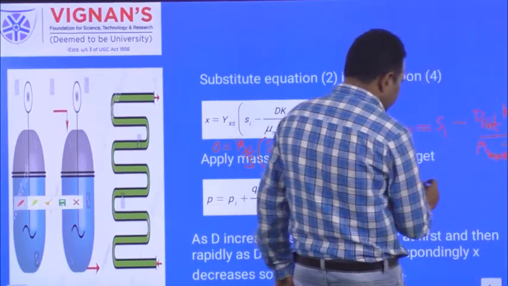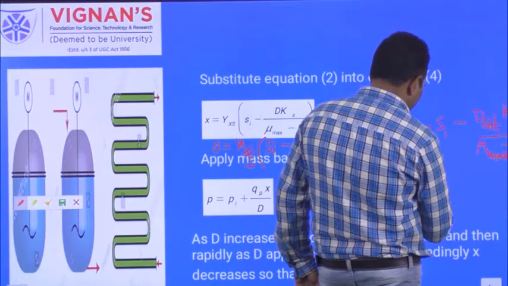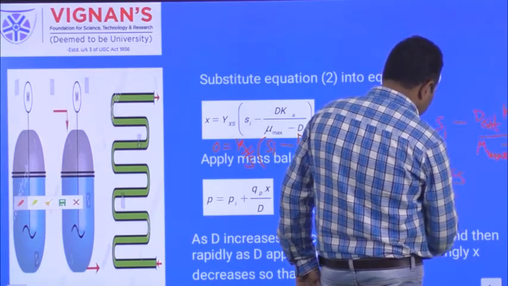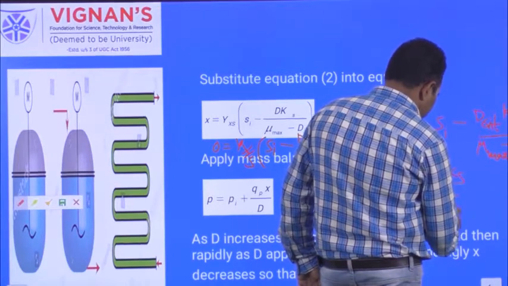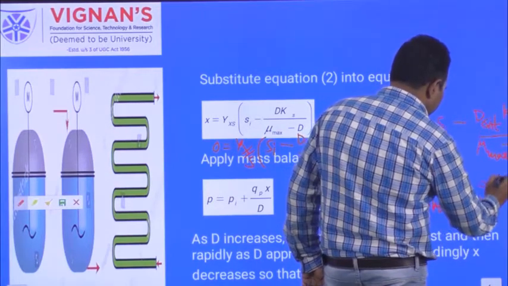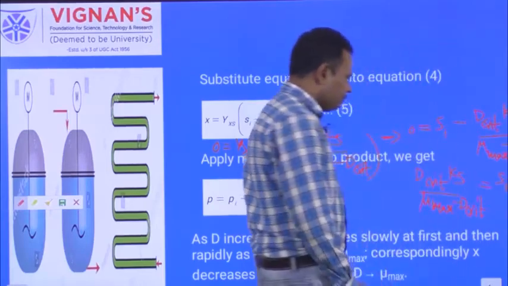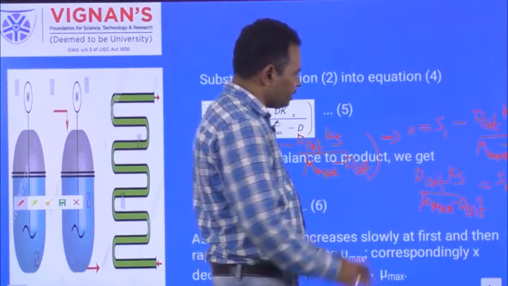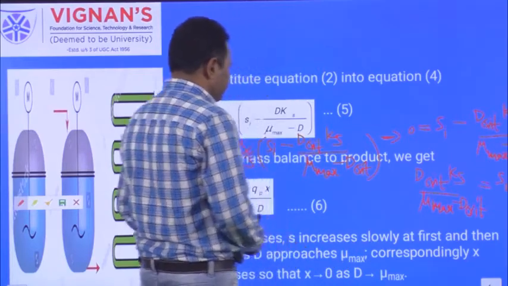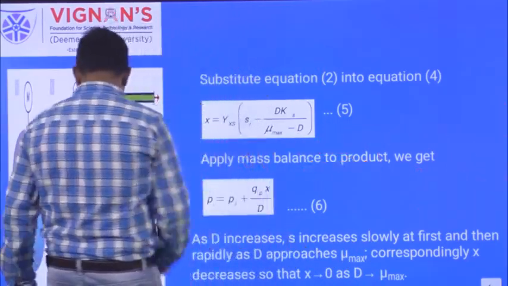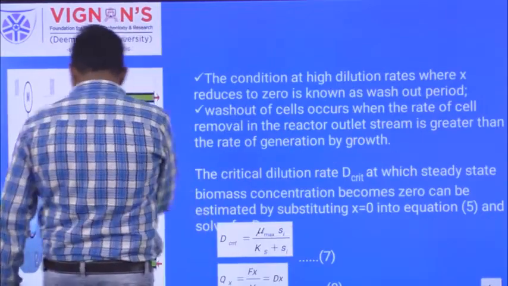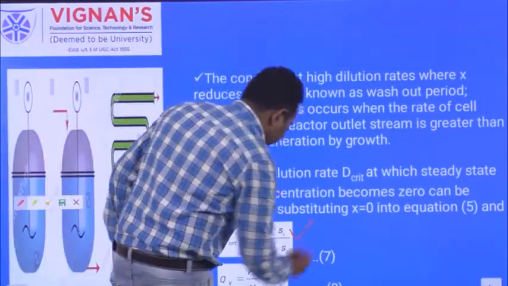So from this one you can write D critical into Ks by mu max minus D critical is equal to Si. From this one you can solve for D critical. When you do the cross multiplication and try to obtain D critical, that D critical equation becomes the equation you just saw. So this is the D critical equation, equation 7.